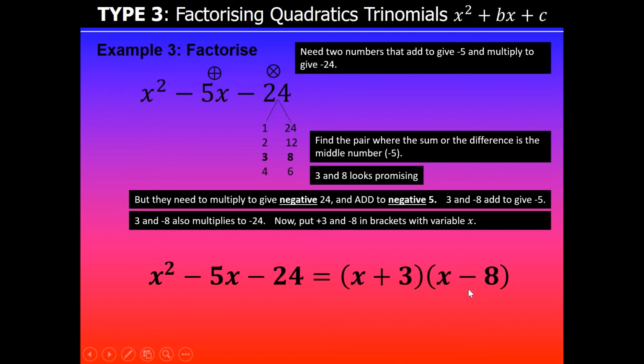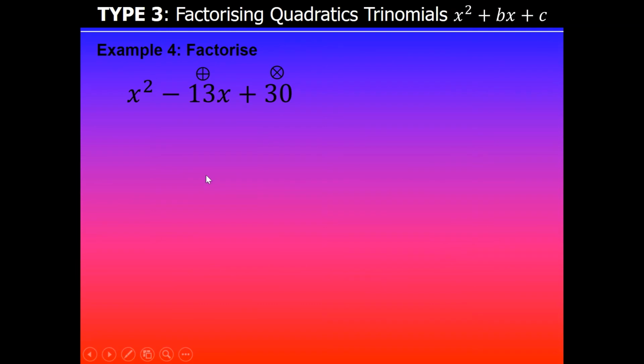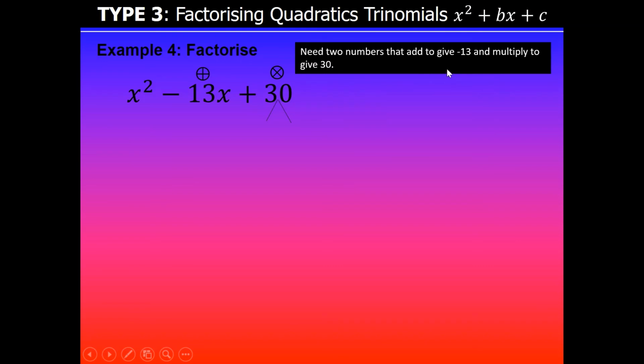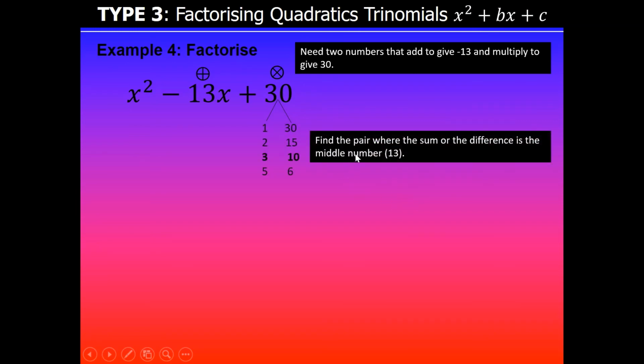Now another thing, I could have written x minus 8 then x plus 3. It does not matter, because a times b will be the same as b times a. So if I'm looking at the next one here, it says x squared minus 13x plus 30. Again, I'm using plus to get the middle term, times to get the constant. So two numbers that add to give you a middle term of negative 13 and multiply to positive 30. So here are all the factors. You just look for a pair where the sum or the difference is the middle term, 13. So 10 and 3 will give you 13. So in this case, 3 and 10 looks promising.